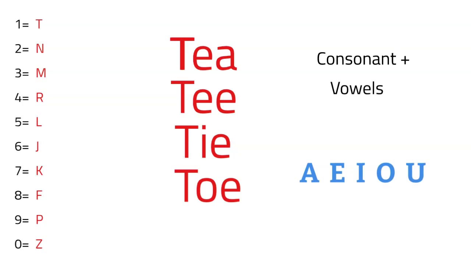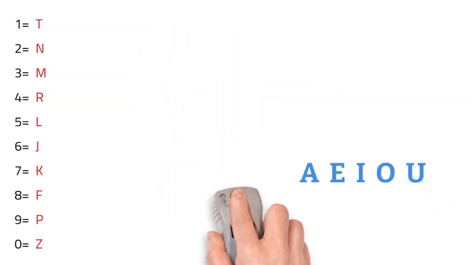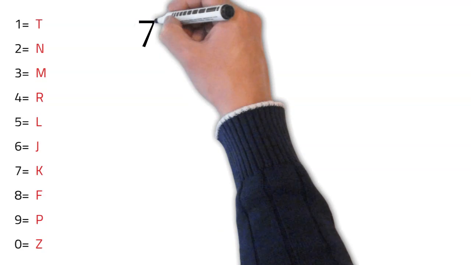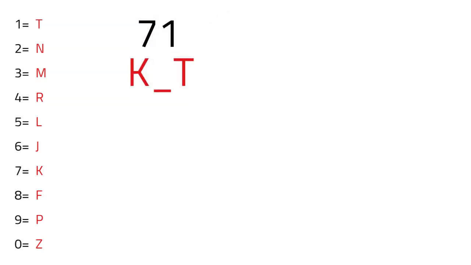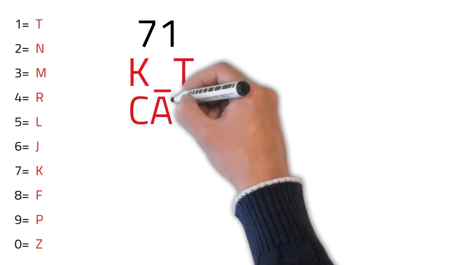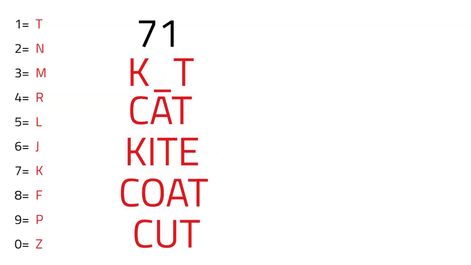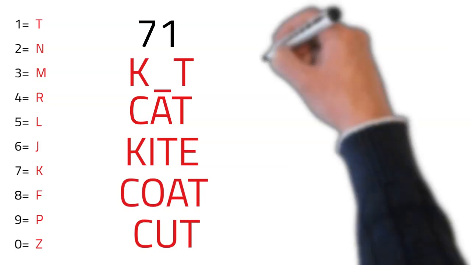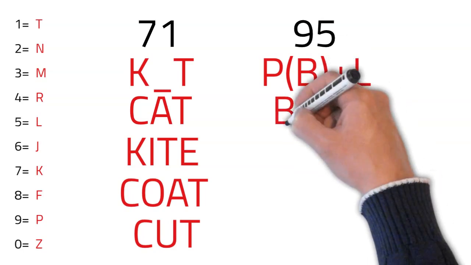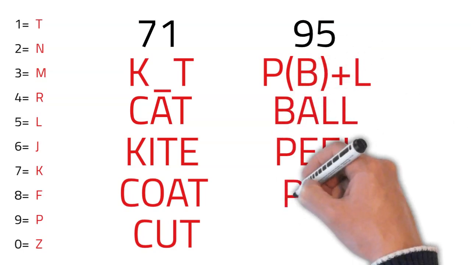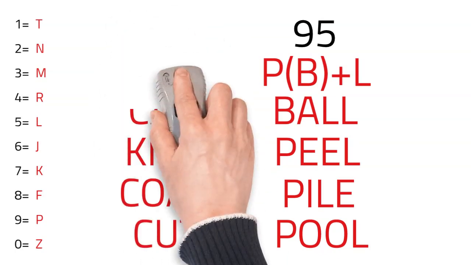Starting with the number 10, we have 2 consonants and we stick vowels between them until we find the simplest concrete noun. The number 71 is the letters K and T with vowels between. Cat, kite, coat, cut. Number 95 is a P or B sound plus the letter L. Ball, peel, pile, pool, etc.